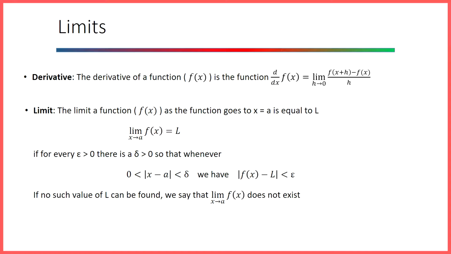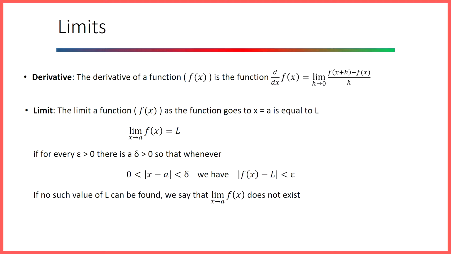The limit of a function f of x, as that function moves closer and closer to x being equal to a, will be equal to the value L if for every small number epsilon that is greater than 0, we can also find a small number delta that is greater than 0, such that you can write a pair of inequalities stating that when the absolute value of x minus a is less than delta, then the absolute value of f of x minus L is less than that small value of epsilon. If we cannot find some such value of L, then we say that the limit of f of x as x approaches a does not exist.